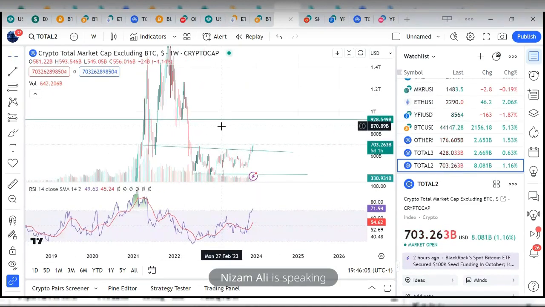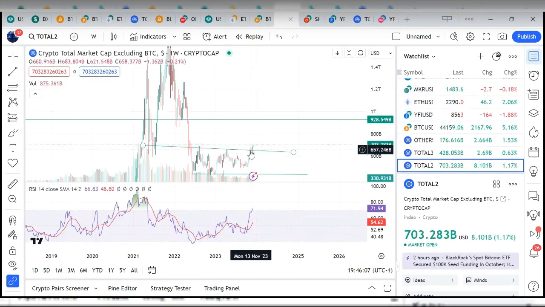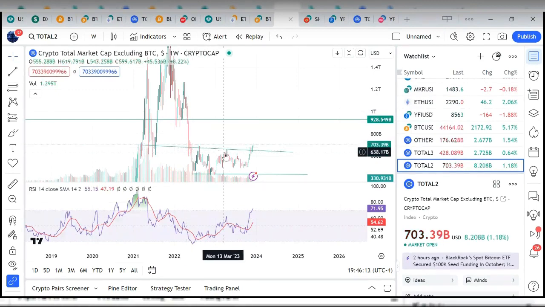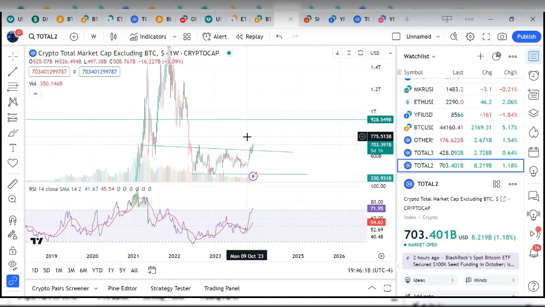And right now we're actually closing above this range here for the first time in more than a year. Almost a year and 6 months, we've broken out of this pattern. So that could signify that bigger things are going to happen for Dogecoin and Shiba Inu in the coming weeks and months.